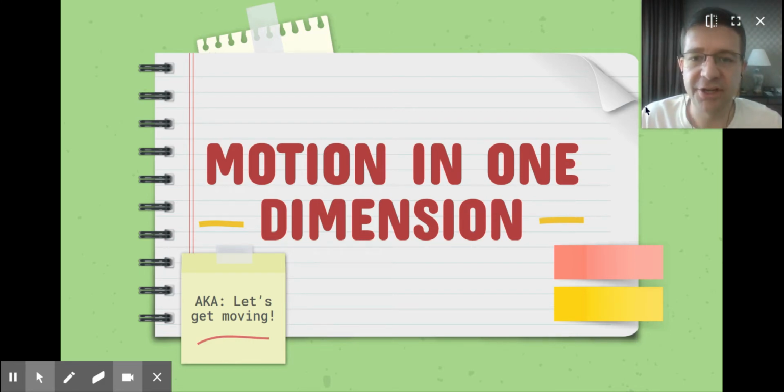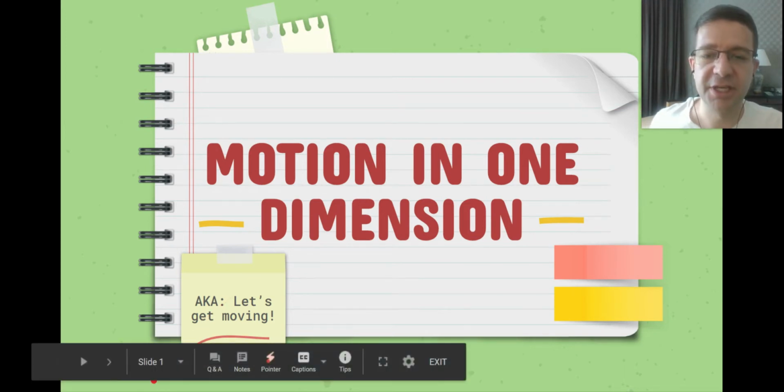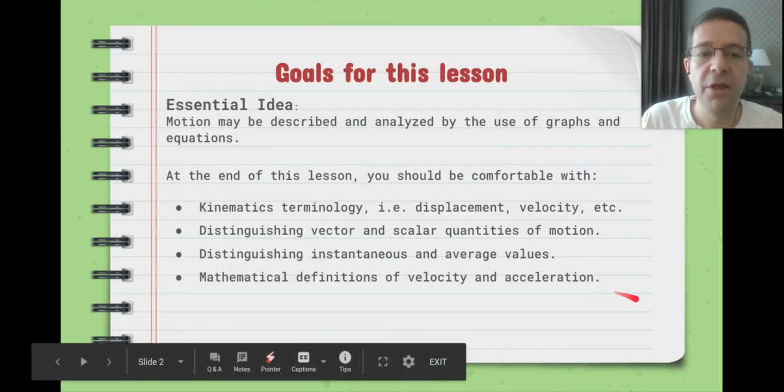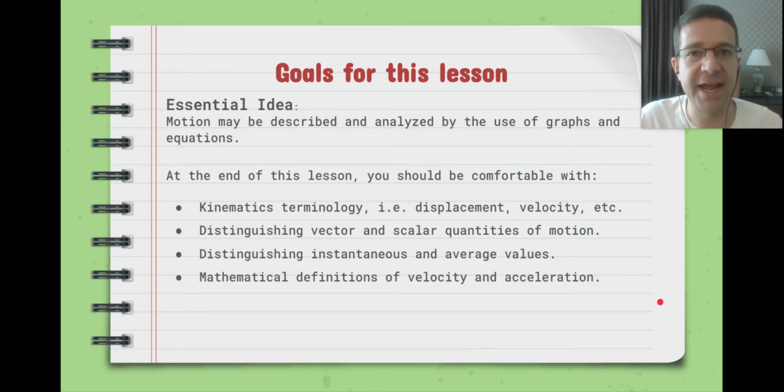Today we're going to be starting our first topic, which is mechanics, and the first topic inside of that is motion. And so we're going to start with motion just along one dimension, which is the simplest motion, and it'll teach us a bit about how we describe motion and how we think about things as physicists. So let's get moving. The goals for this lesson connect to the essential idea that motion may be described and analyzed in terms of equations and graphs.